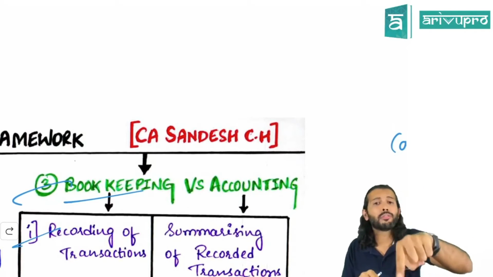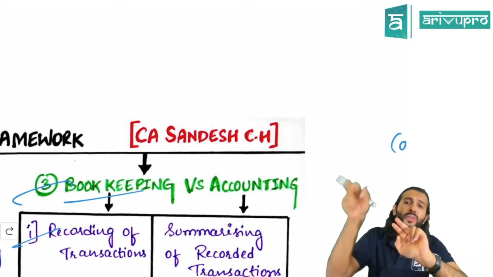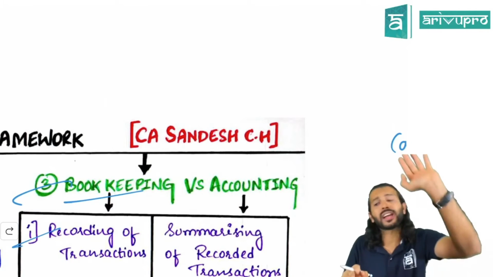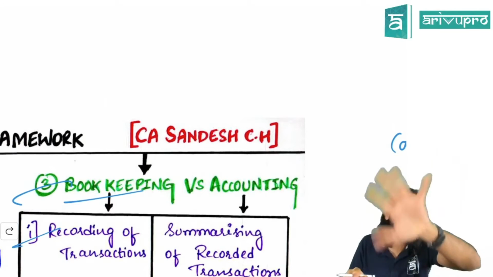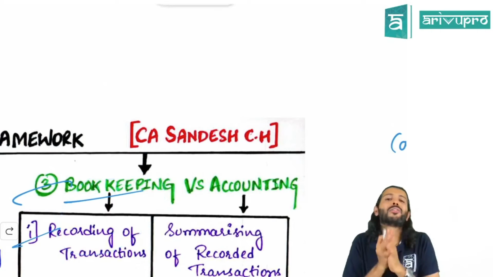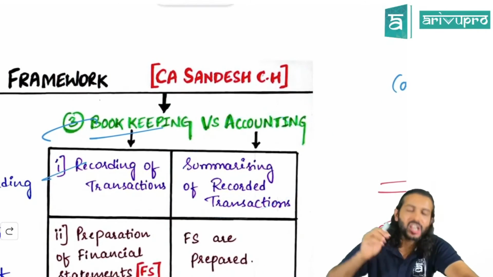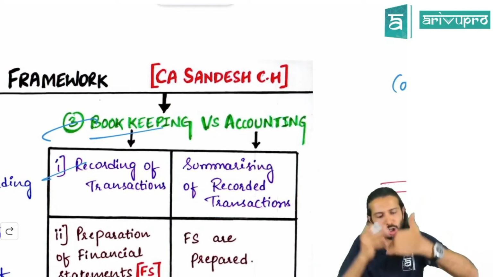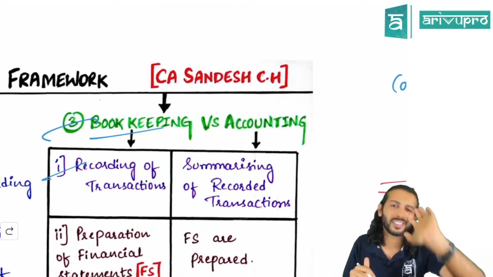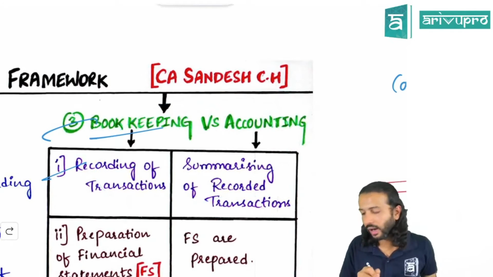Recording is just one function. We record, we classify, we summarize, we analyze, we interpret, we communicate. Yes, these are the functions of accounting. So what? Bookkeeping is a smaller function. It involves only recording. Accounting is a much larger activity which involves not only recording but also other things. That is the first difference between bookkeeping and accounting.